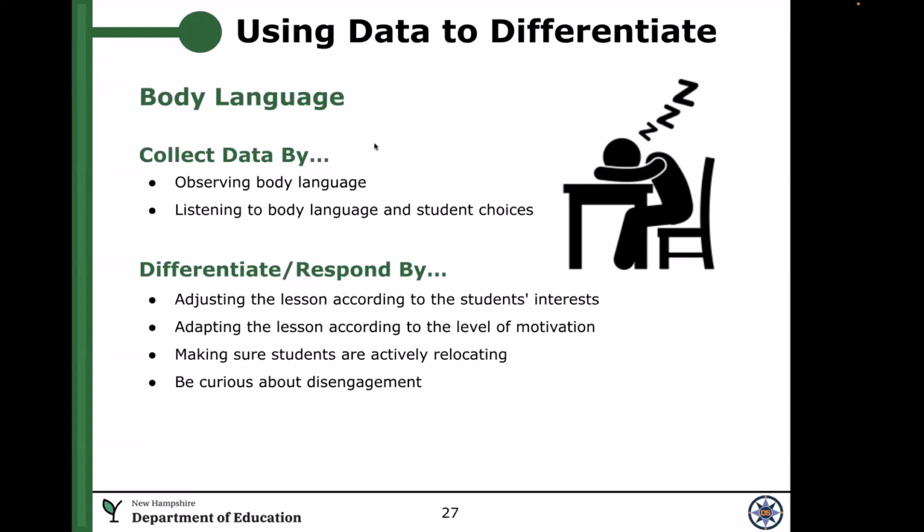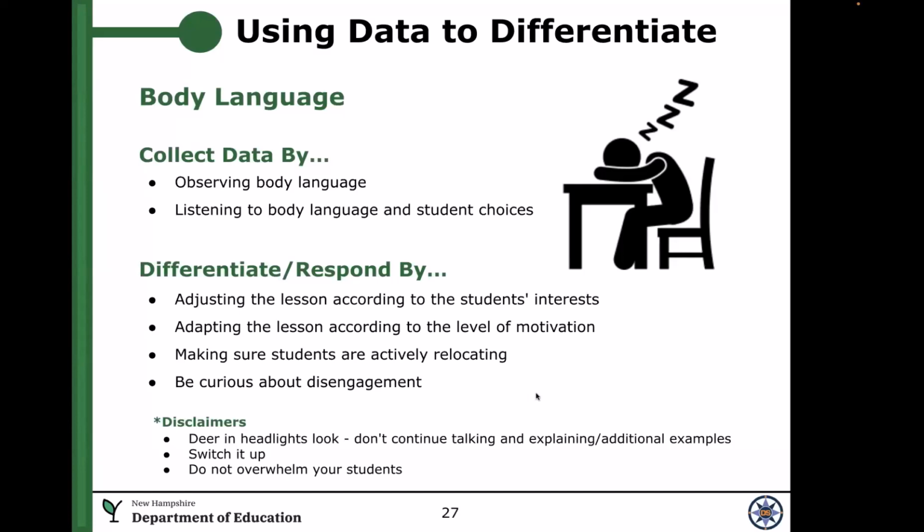And then just a little disclaimer, which I know Heather mentioned earlier. When our students are giving us that deer in the headlights look, we like to continue talking, thinking that if we give more examples, we explain in another way, or try to explain further what we were saying, that it's going to help. And it really doesn't. So we want to switch it up. We don't want to overwhelm our kids, and differentiating and responding in that moment will definitely help with that.